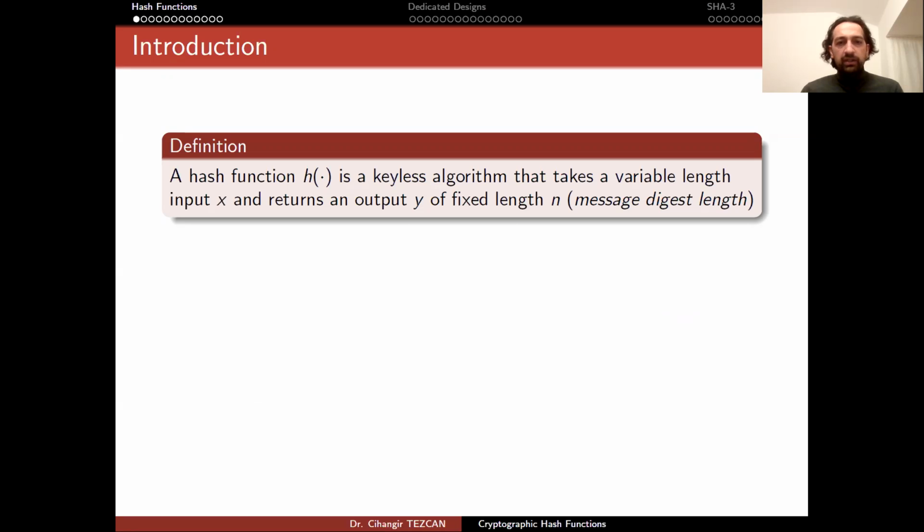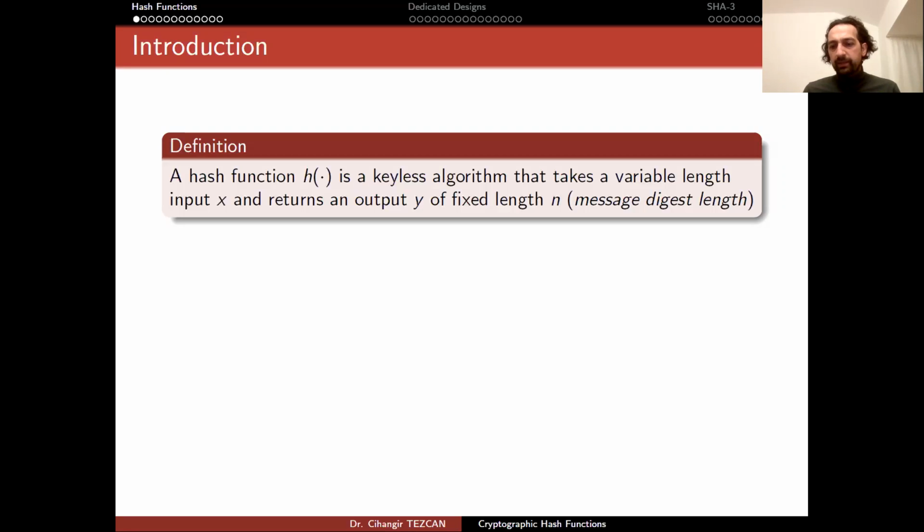A function h is a keyless algorithm that takes a variable length input x and returns an output y of fixed length n, and we call this n the message digest length. So the idea is simple. We are trying to design an algorithm which can take a variable length input, but the output size is always fixed. So from a very huge space, like an infinitely large space, we are always giving a small output. So this means that there will be collisions at the end.